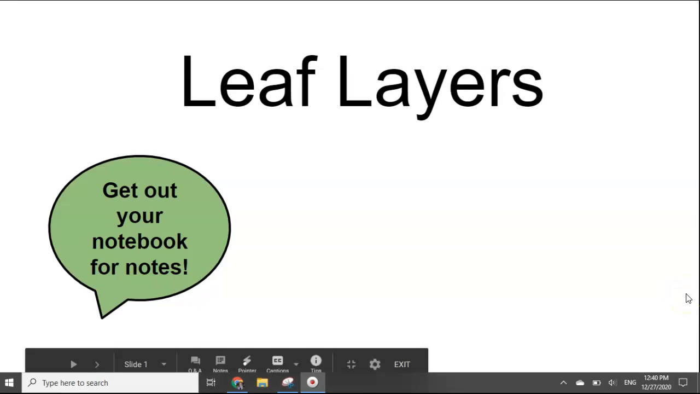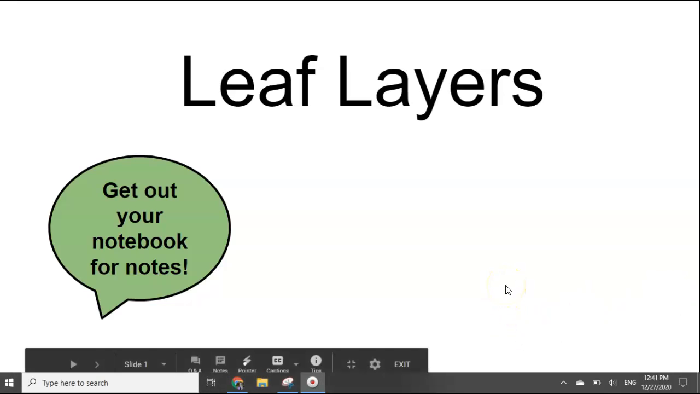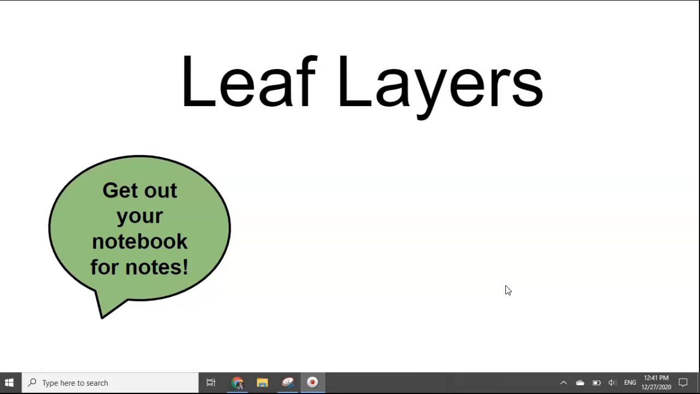Today we're going to be talking about leaf layers, and this is important because we've been talking about photosynthesis, and in order to understand photosynthesis, we have to understand how a leaf is arranged and how it can do photosynthesis using that structural arrangement. If you don't have your notebook out, go ahead, get it out. Your title can be Leaf Layers.